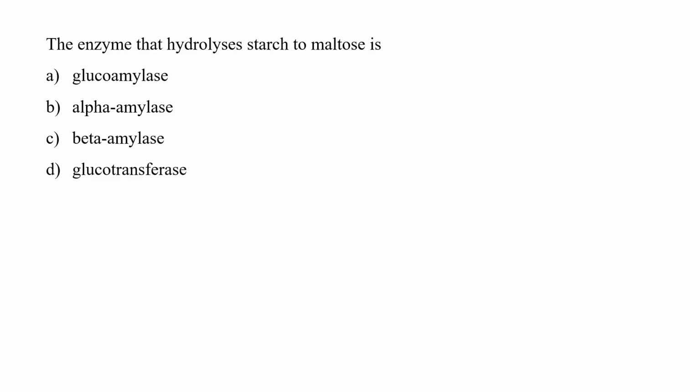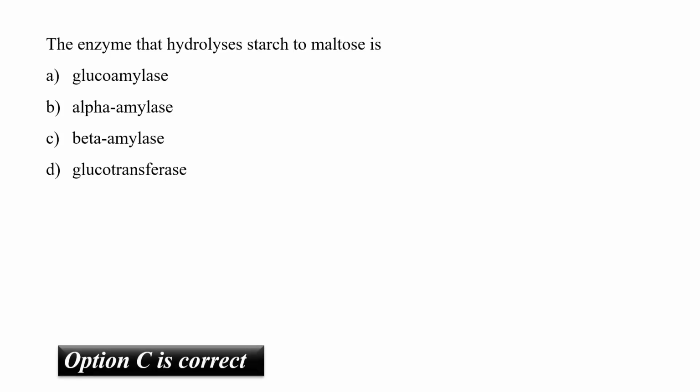The enzyme that hydrolyzes starch into the maltose is glucoamylase, alpha amylase, beta amylase or glucotransferase. Beta amylase catalyzes the hydrolysis of starch into the maltose by hydrolysis of alpha 1,4 glycosidic bond. So option C is the correct answer.